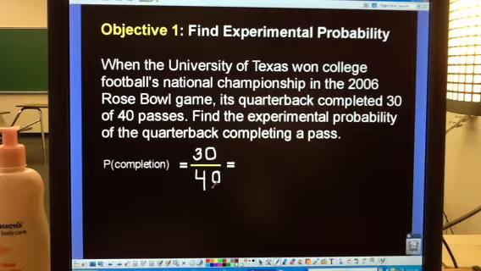So we take 30 divided by 40 and we go ahead and simplify that, and what do we get? We could write this as 3 over 4. That's a simplified version in a fraction. But I told you that experimental probability needs to be expressed as either a percent or a decimal. And so the percent version of this, 3 out of 4, you all know that that's 75%, right? So we can either write it as 75%, or the decimal form of that would be 0.75.